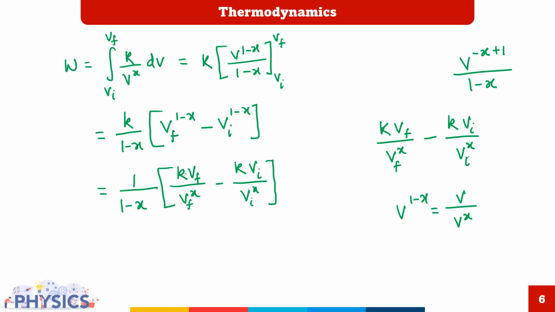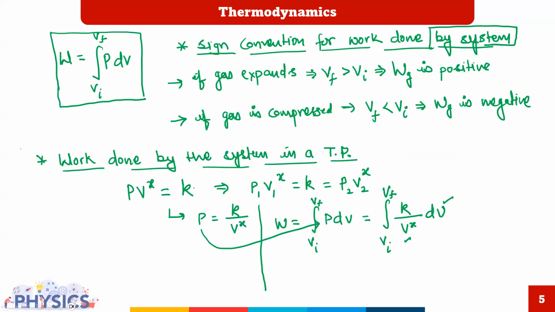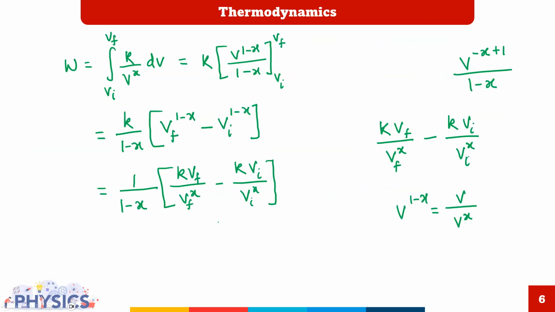Now from here, if you see, P is equal to K divided by V^X. So if I write V final, this will be P final. If I write V initial, it will be P initial. So K divided by V final^X can be written as P final, and K divided by V initial^X can be written as P initial. So I can write this as 1 upon (1-X) times (P final V final minus P initial V initial).